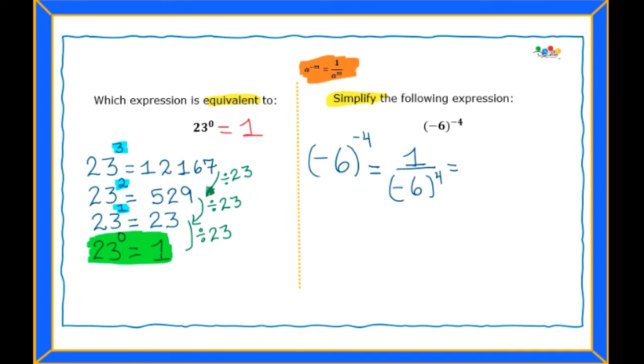And if you remember what it means, negative 6 times negative 6 times negative 6 times negative 6. That's what it means by negative 6 to the 4th power. And I will get 1 over, if you use a calculator, 1,296. And that will be my answer for that problem.